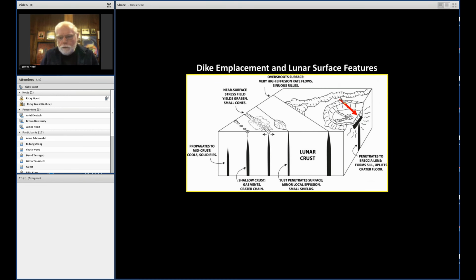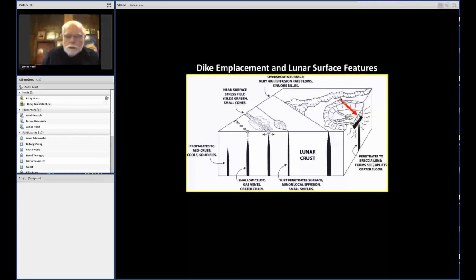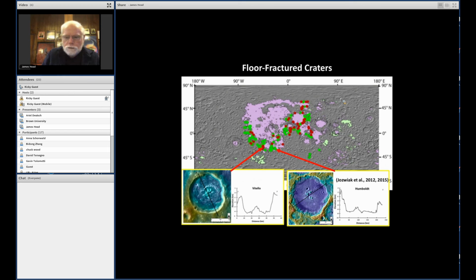So as we move over here to the right, we find that, in some cases, dikes will penetrate to the near surface. But again, we'll reach a point where they encounter a breccia zone, and there's a variety of reasons why at that point the dike tip may not propagate further to the surface, but rather propagate laterally to create a sill. And Lauren Joswiak and colleagues, in a series of really excellent papers, have shown the characteristics of these, following up on work by Pete Schultz, of these floor fractured craters. You can see two types: a smaller one where the central part is uplifted, and a larger one where the whole floor is uplifted, several kilometers in this case.